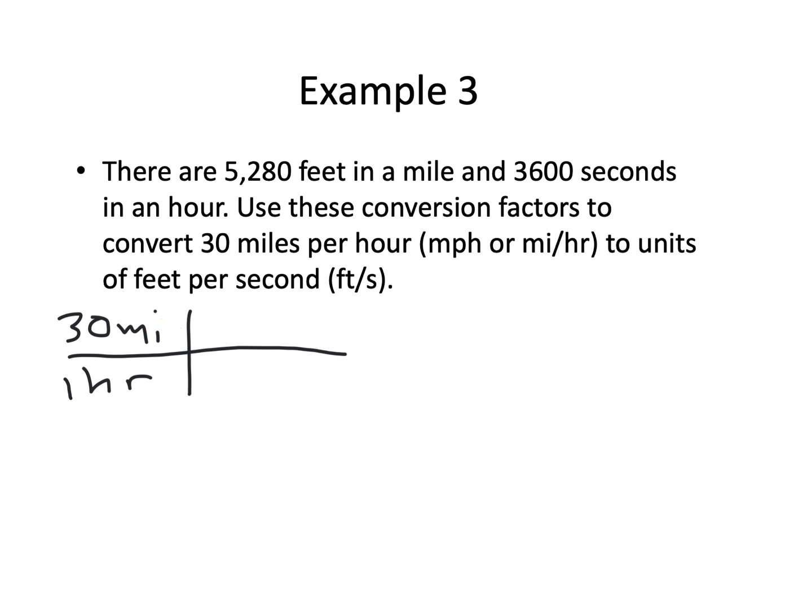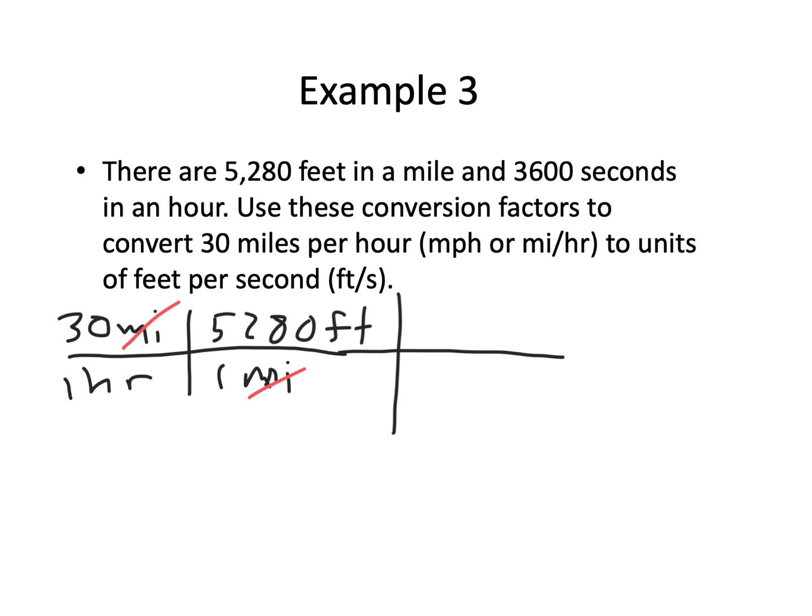So I can say that 1 mile is equal to 5,280 feet. And then when I do that, the miles have canceled. If I just multiplied 30 times 5,280, that would give me feet per hour. But I don't want feet per hour, I want feet per second. So now I have to get rid of the hour and convert it into seconds. I know the conversion factor is 3,600 seconds for every hour.